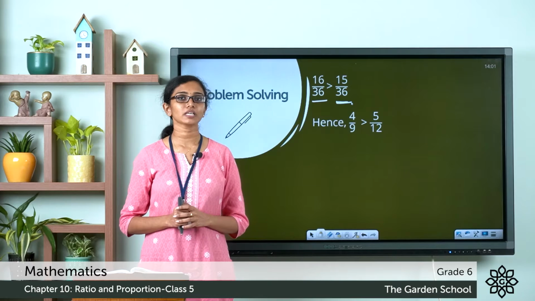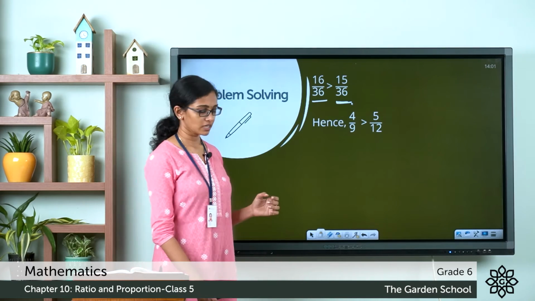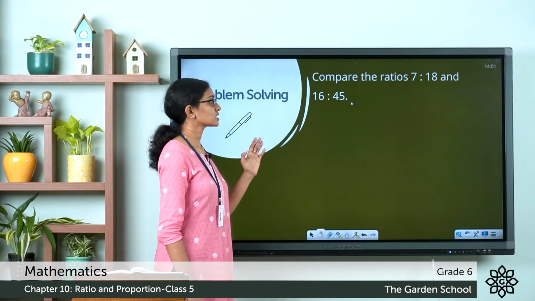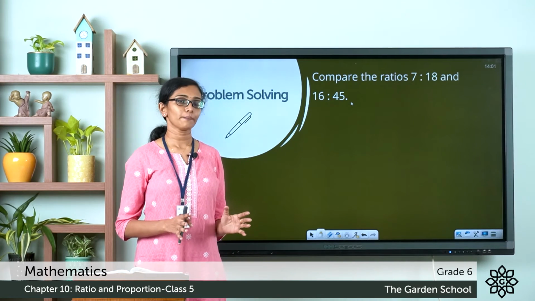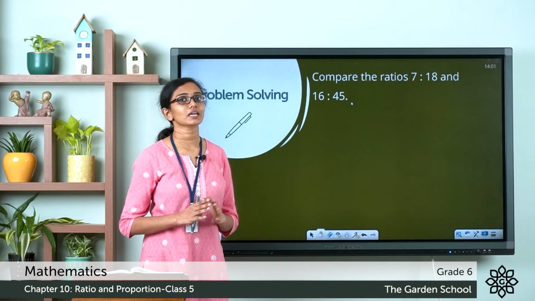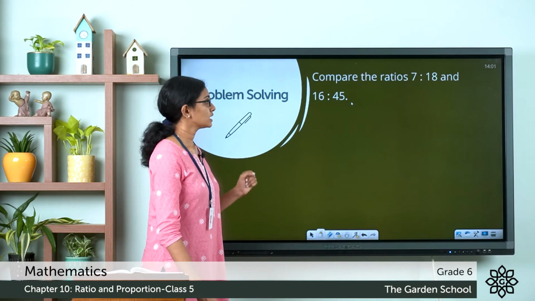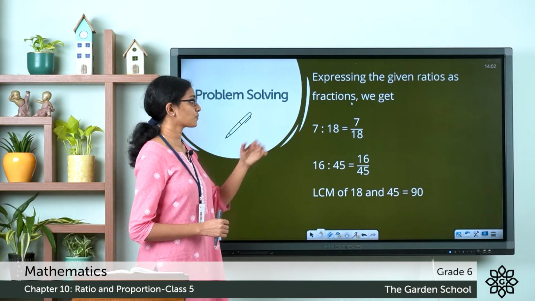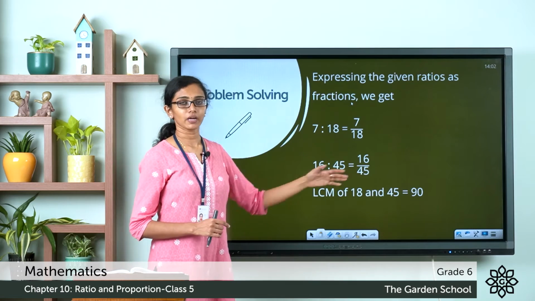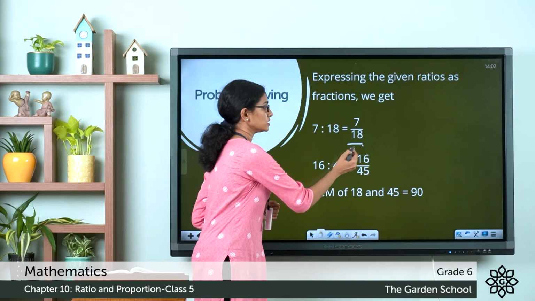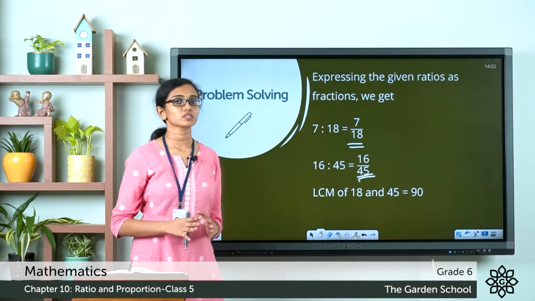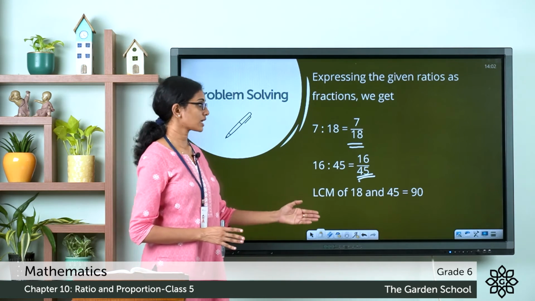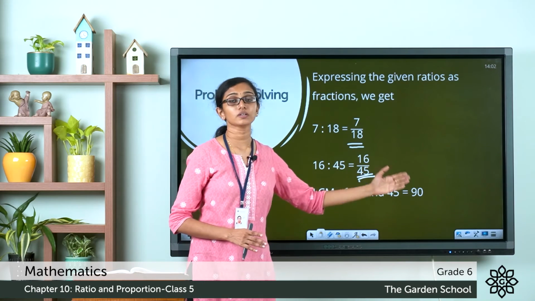We will see one more example of how to compare ratios. Given the question, compare the ratios 7:18 and 16:45. To compare the ratios, let's first write the corresponding fractions, which means 7:18 is equal to 7/18 and 16:45 can be written as 16/45. Have a look at the fractions. They are unlike fractions. You have to change them to like fractions first. Taking the LCM of the denominators, you will get the LCM of 18 and 45 is equal to 90.